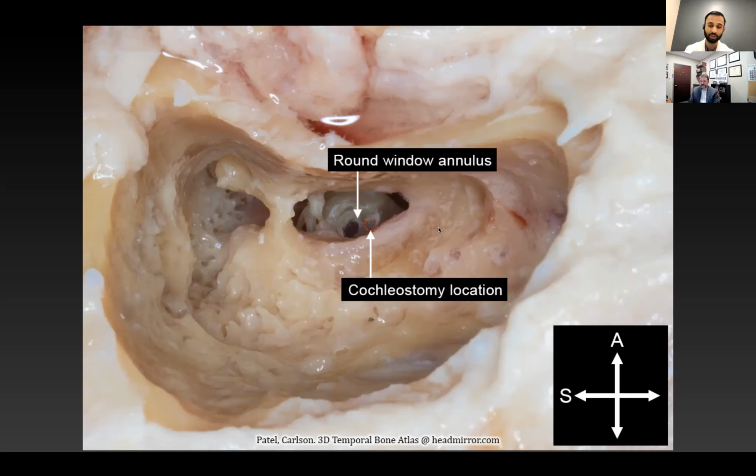A cochlear implant will still work in the scala vestibuli, and sometimes you have to do that when the basal turn has partial ossification or fibrosis or involvement of otosclerosis. But ideally, you do want it in the scala tympani for the best hearing outcomes.